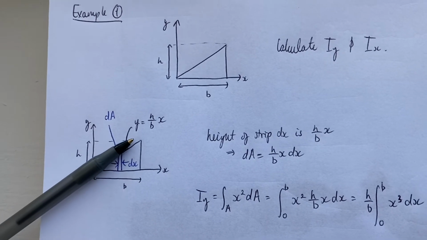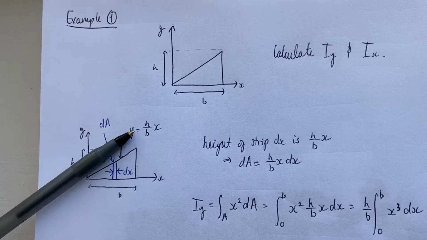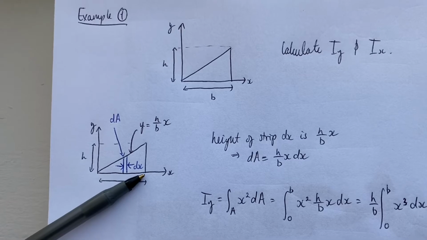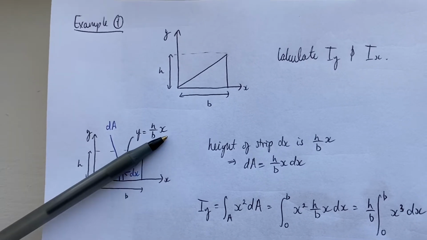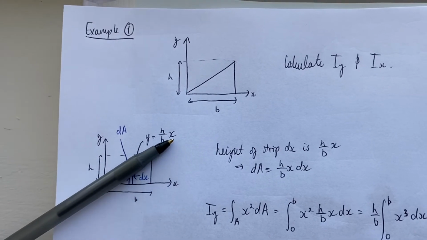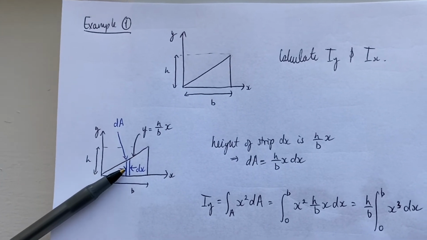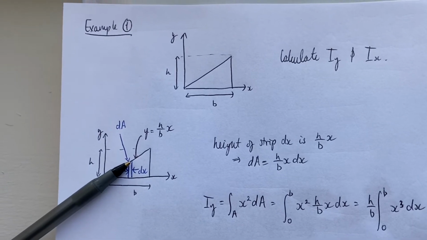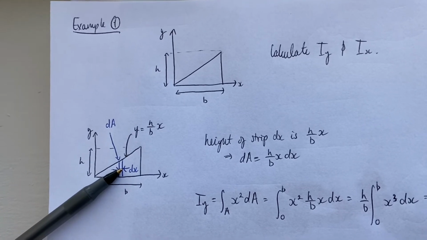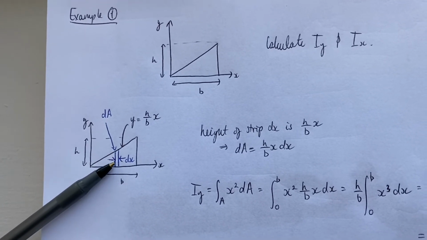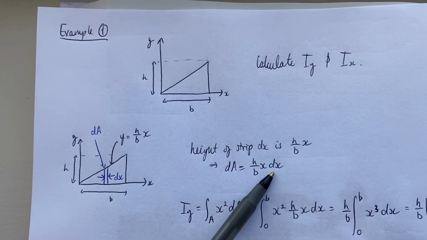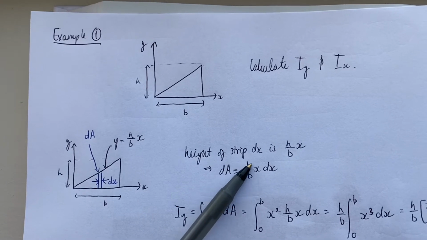So this straight line is given by y equals the gradient, which is the difference in y over the difference in x, so h over b, multiplied by x. The intercept is at the origin. So if we know the height of the strip at each point dx, right, then we can work out the area of these little pieces dA, just as the width dx multiplied by the height, h over b times x.